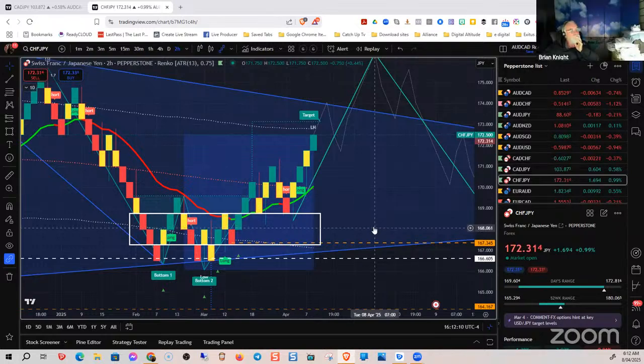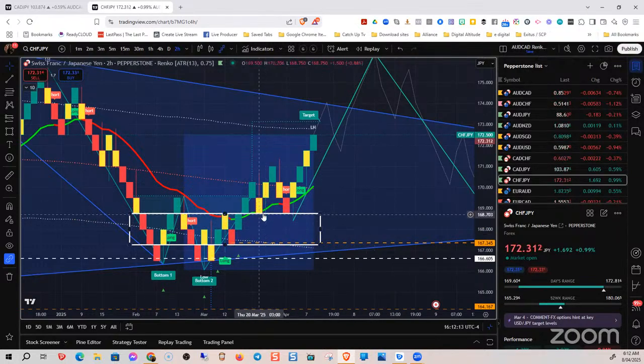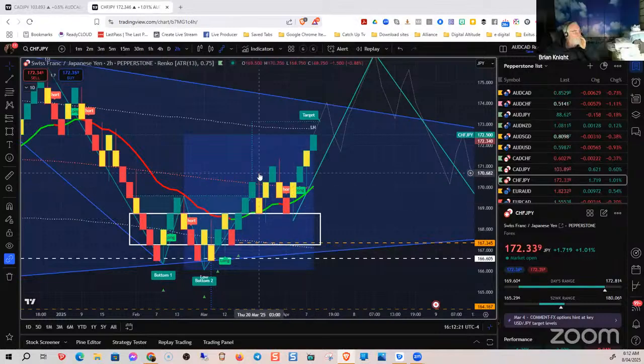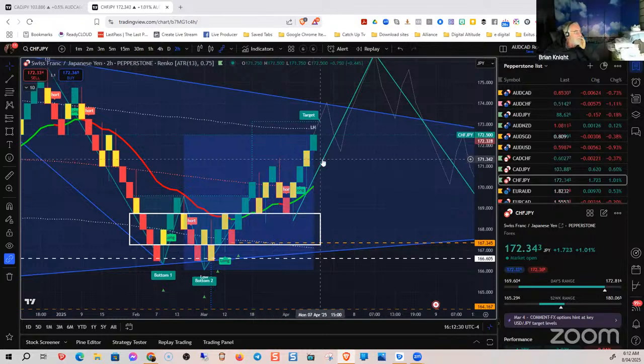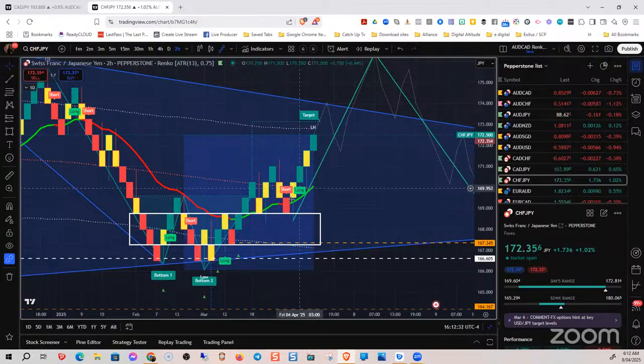So I got in underneath that yellow wick. It had the red wick above it. See the red wick higher? Yep. So all I did was put my entry there, up here. And then my stop loss below that yellow wick to your right there. No, go back to where it says long. That one right there.